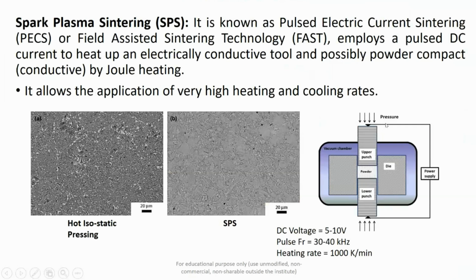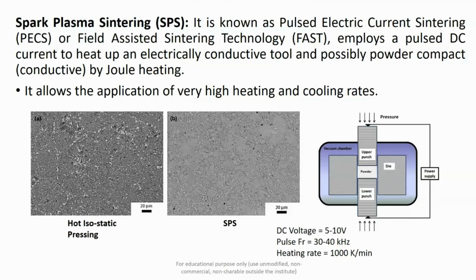After this, we have another advanced process. This is a relatively advanced technique, and it is known as the spark plasma sintering process, and it is also known as pulse electric current sintering, PECS, and sometimes it is also known as field assisted sintering technology. And this process employs a pulse DC current, which is used to heat up the electrically conductive tool.